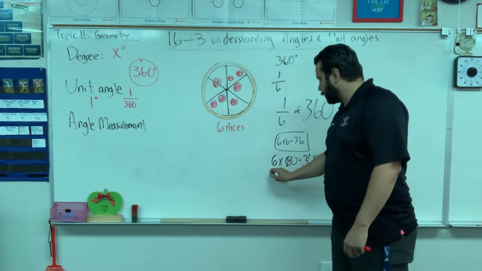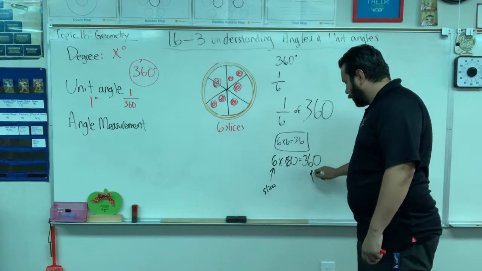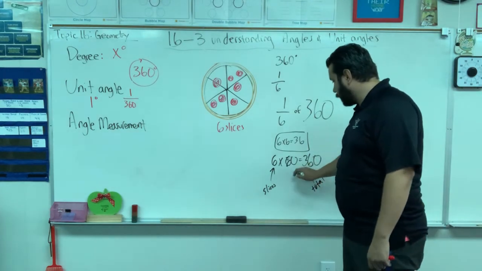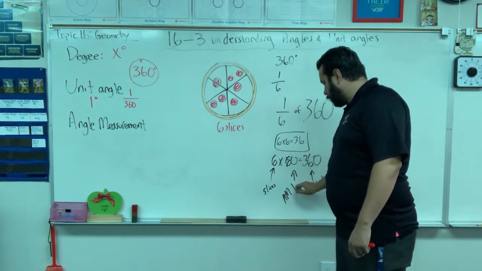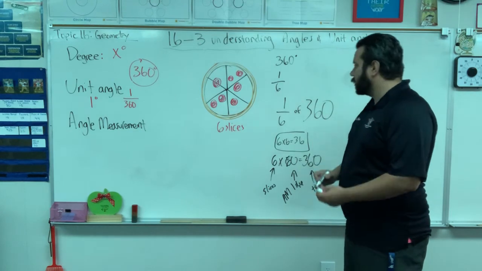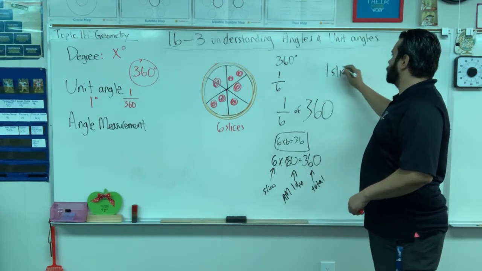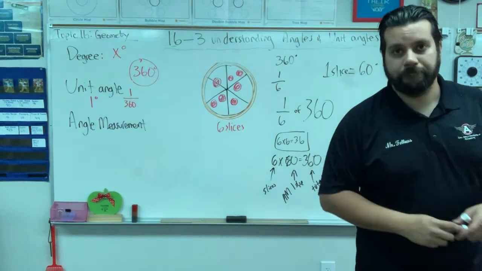So this is the amount of slices. That's the total degrees. Therefore, this is the angle measurement of 1 slice. Therefore, if I eat 1 slice, 1 slice equals 60 degrees. Okay?